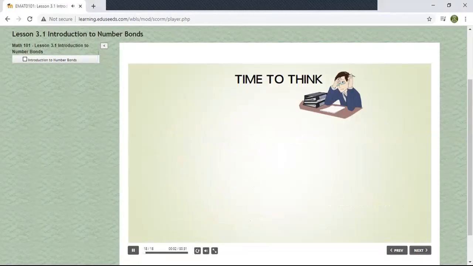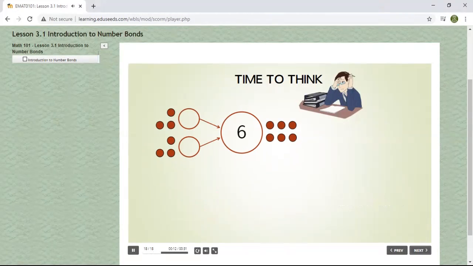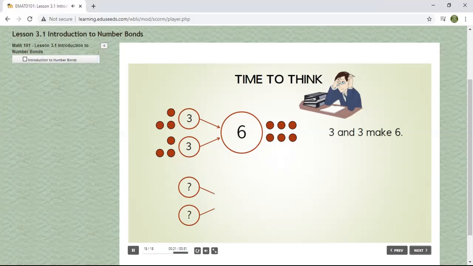Time to think. Can you fill in the smaller bubbles to make a number bond of 6? Use the red circles as clues. 3 and 3 make 6. Make another number bond of 6, different from all the above number bonds. 0 and 6 make 6.